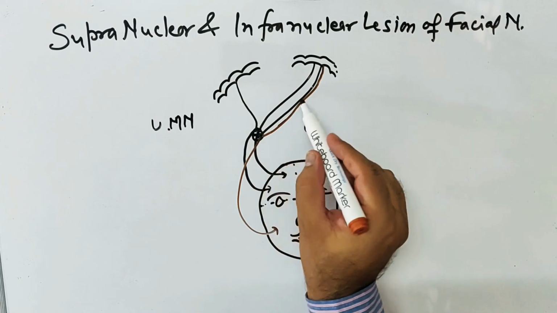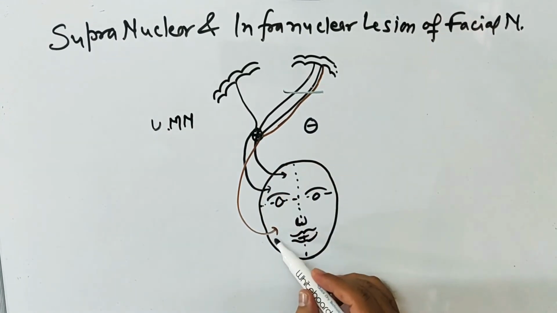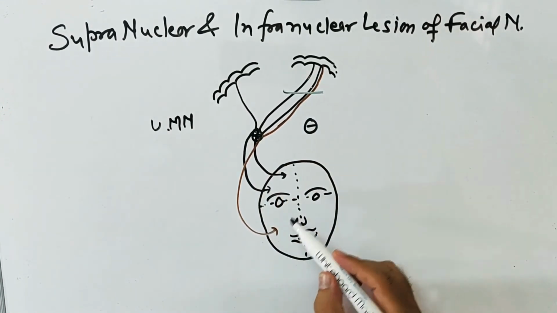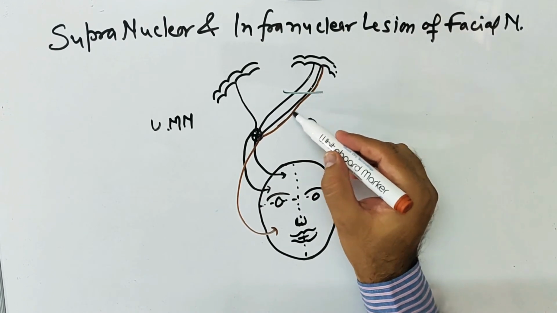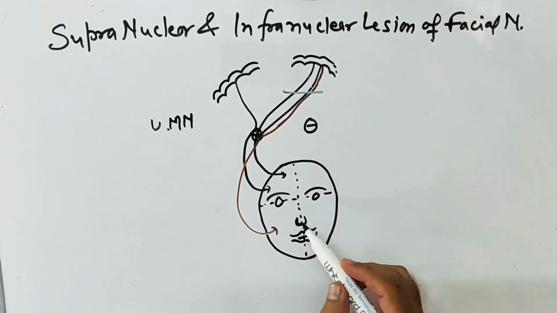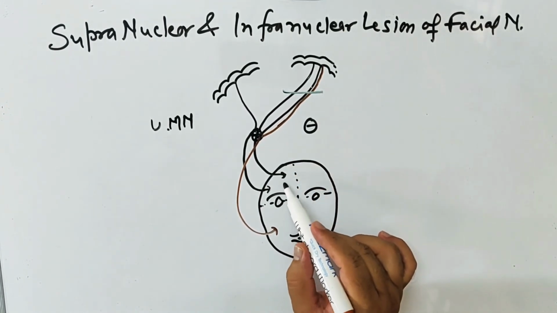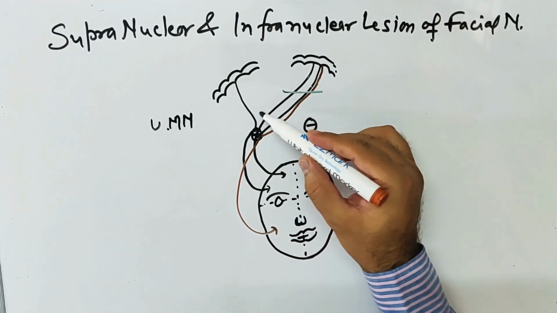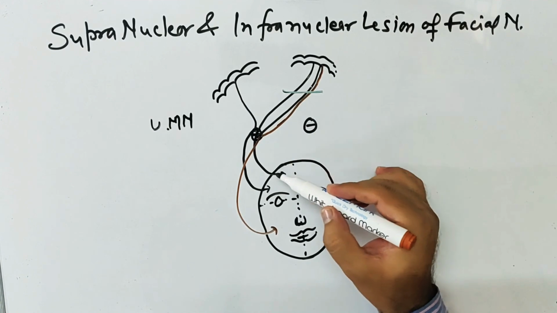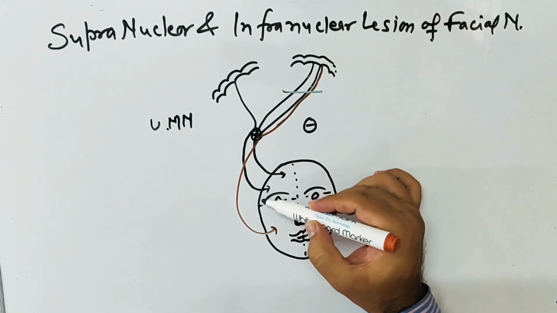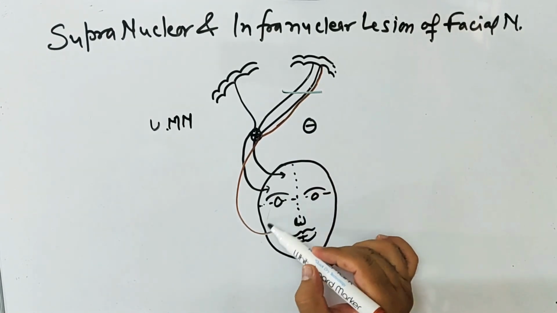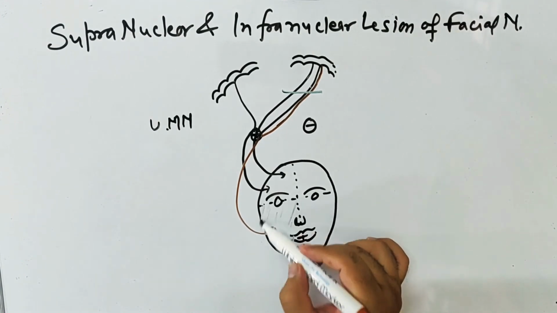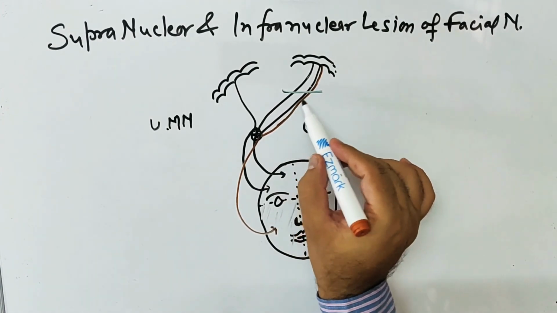If there is any lesion here, then this part is paralyzed. Paralysis is on the opposite side, and the upper part, because it has dual nerve supply from the same side and the opposite side, is spared. Only the lower part is paralyzed. This is an upper motor neuron lesion.